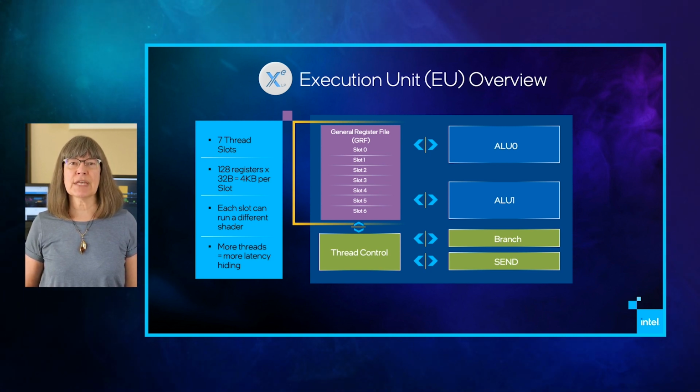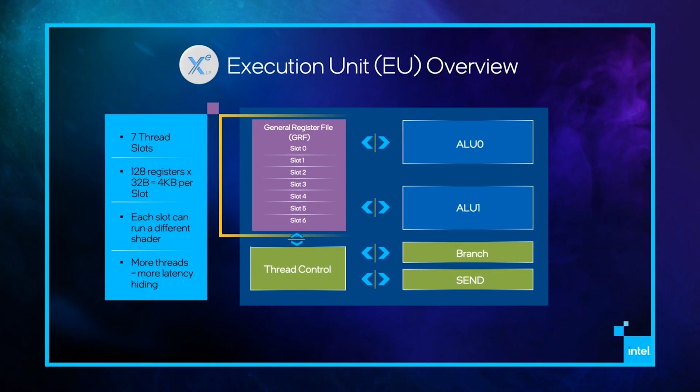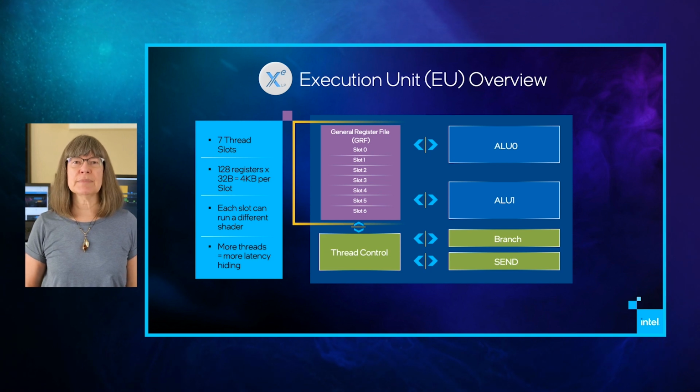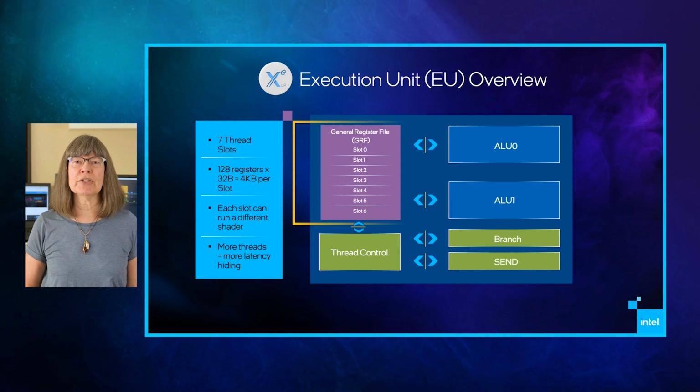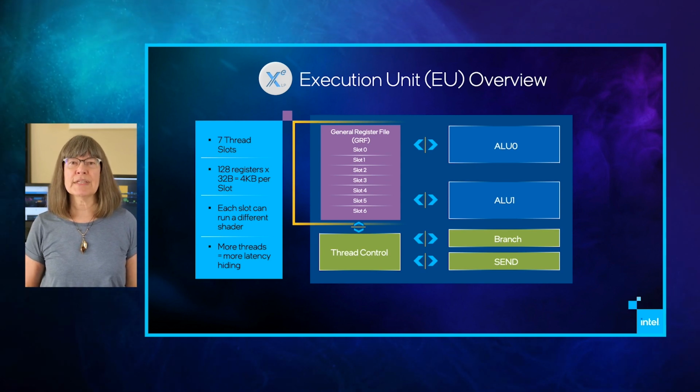It is split into 7 slots, 4 kilobytes each. Each slot holds the state of a single hardware thread. Each hardware thread can execute independent shader code, which is of some SIMD width, SIMD meaning single instruction multiple data, such as SIMD 8, SIMD 16, or SIMD 32. The higher the SIMD number, the more efficient the execution, but the more space required in the GRF slot. More on this in the upcoming deep dive video.